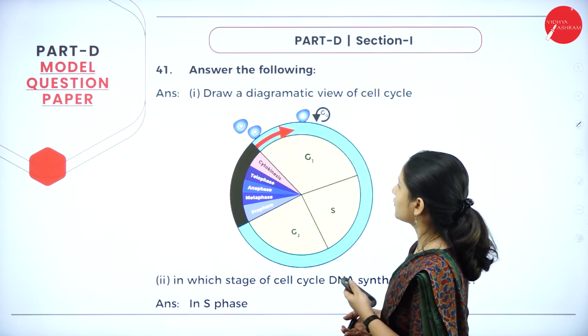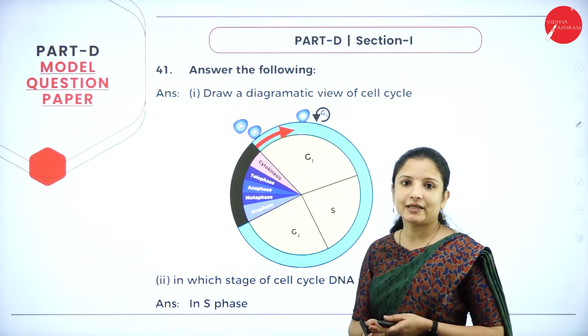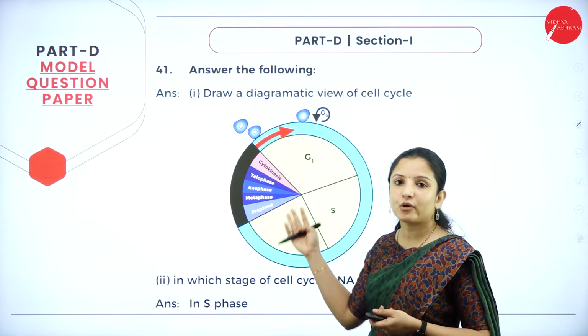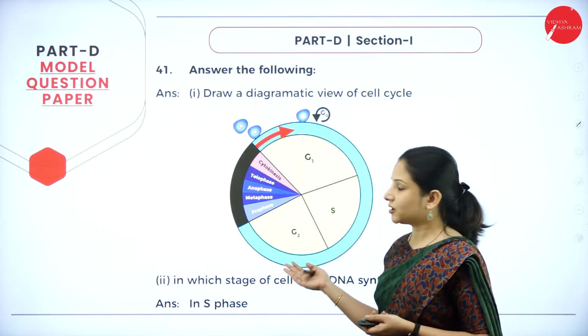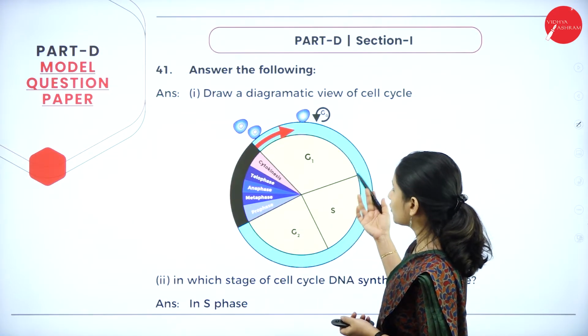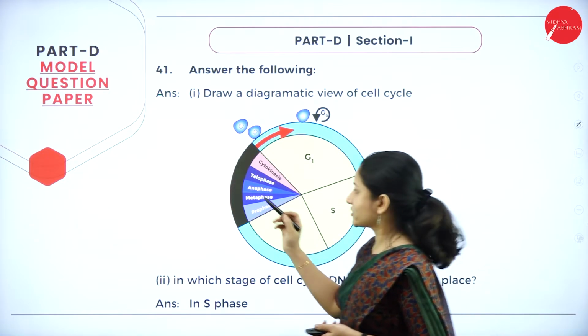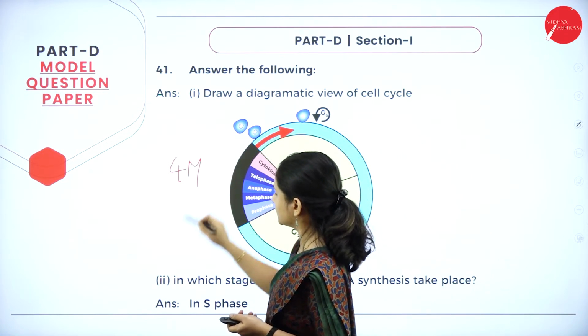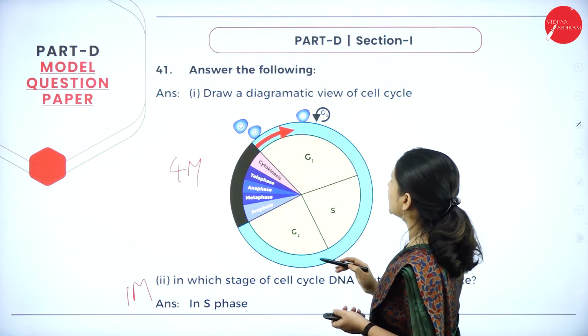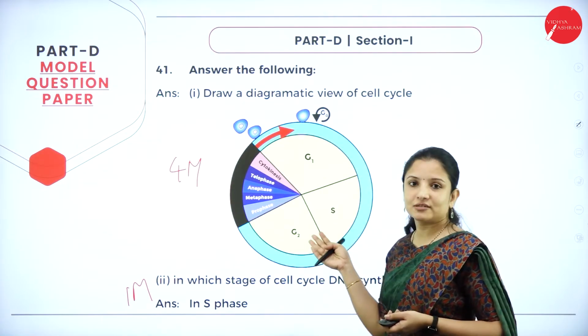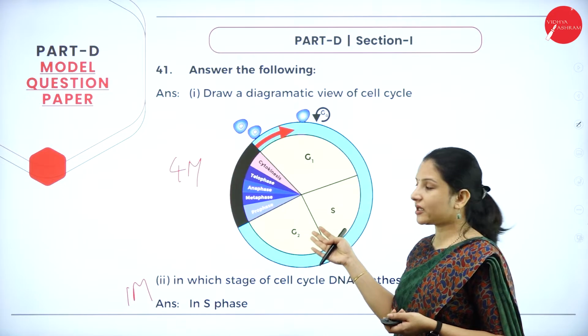Answer the following. Draw a diagrammatic view of the cell cycle. You have to mention the different phases here. This comes under the cell division chapter, right? Here they are divided into 2 questions. This is for 4 marks and this is for 1 mark. The first question is to draw a diagrammatic view of the cell cycle. This is there in your NCERT textbook. The same thing I have taken here.